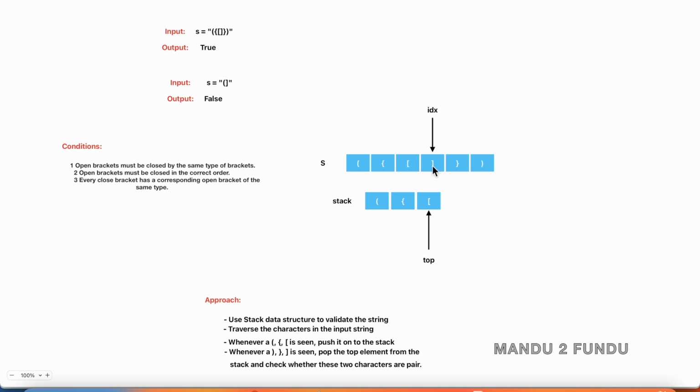So for example, we are at index 4. We are seeing the close square bracket. In the stack, whenever we see an open parenthesis or curly brace or square bracket, we push that onto the stack. Whenever we see a close square bracket or close curly brace or close parenthesis, we have to pop the top element from the stack and compare it with the one we are seeing currently and check whether they are paired. If so, then we can proceed. Otherwise, we can declare that input string as invalid.